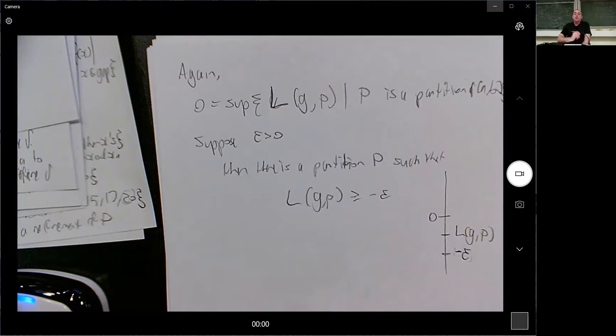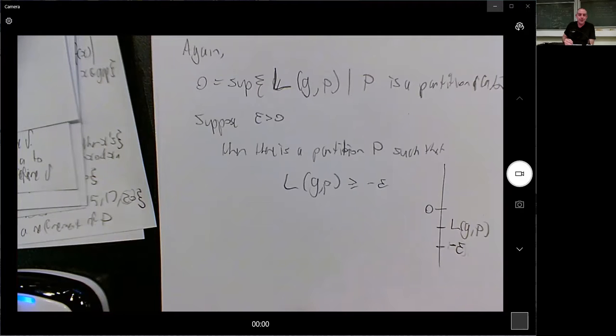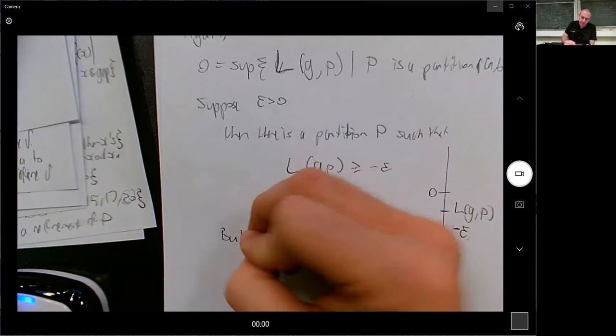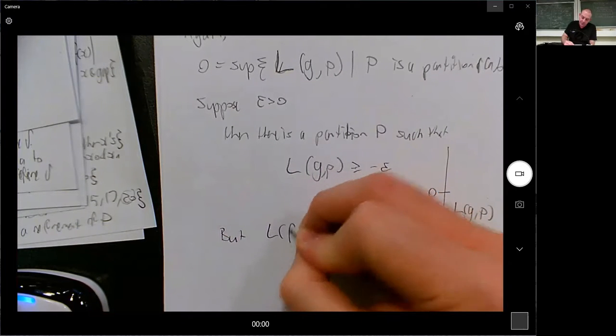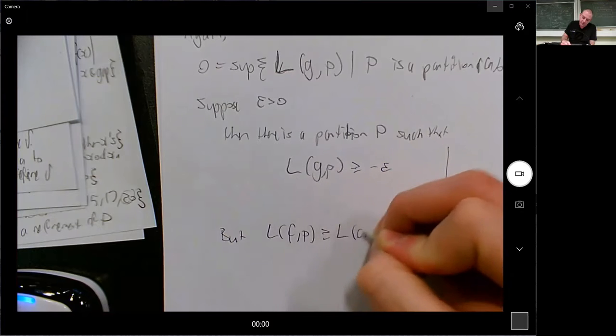It may be that all the lower sums are 0. And in fact, I expect them all to be 0 actually. But it doesn't matter, it's irrelevant for this story. Yeah, actually, I think all the lower sums are 0, but it doesn't matter, the argument still works. Anyway, so we've got, but L of FP is greater than or equal to L of GP.